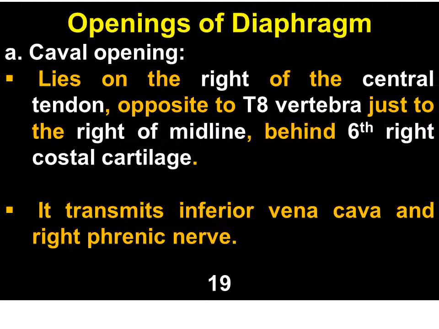للكيفل opening it is طبعا on the right side، وتخترق السنترال tendon of diaphragm على الرايت سايد behind the 6th right costal cartilage. تشوف يمر فيها inferior vena cava and the right phrenic nerve، the right phrenic nerve which supply the diaphragm.